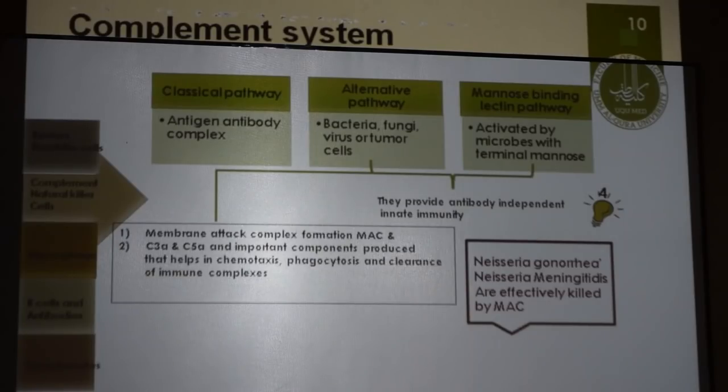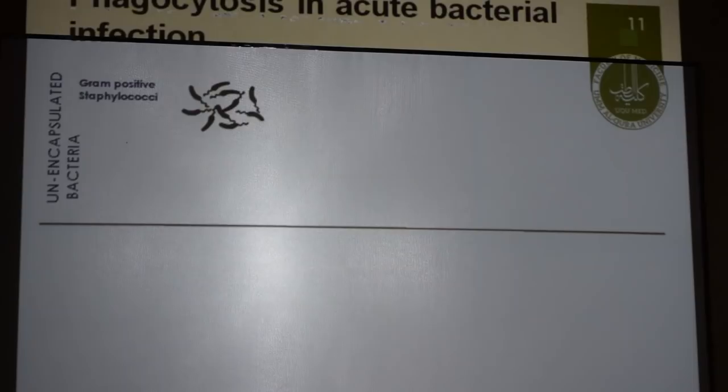While only the classical pathway needs bacteria, antigen, and antibody, IgM, for its activation. So only one pathway needs antibodies for its activation. The remaining two pathways do not require that. And examples are Neisseria gonorrhoeae and Neisseria meningitidis, efficiently killed by the MAC.